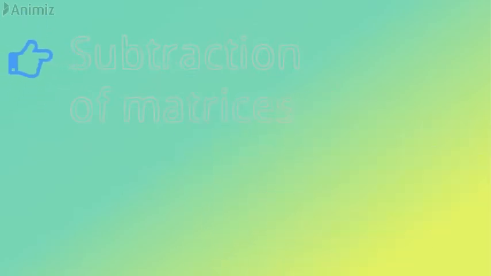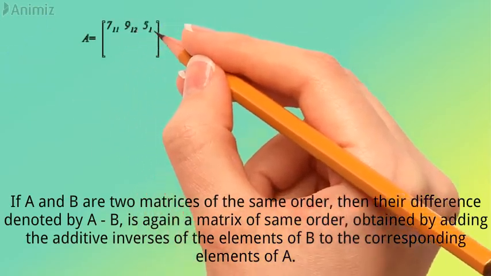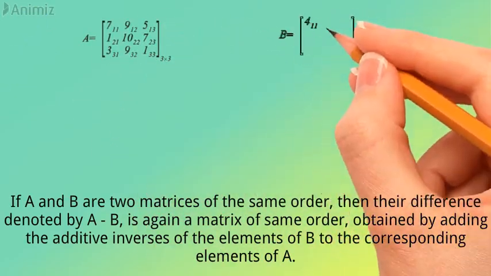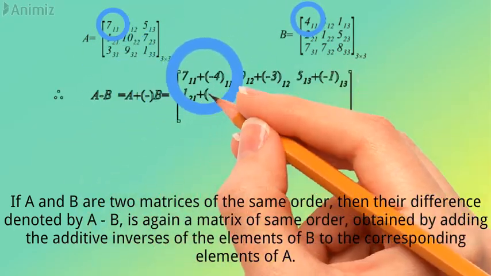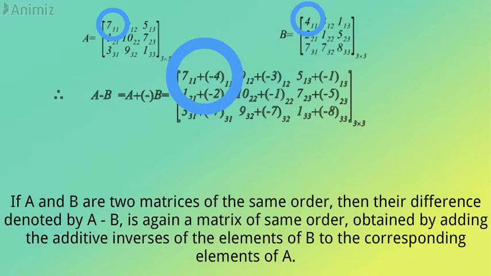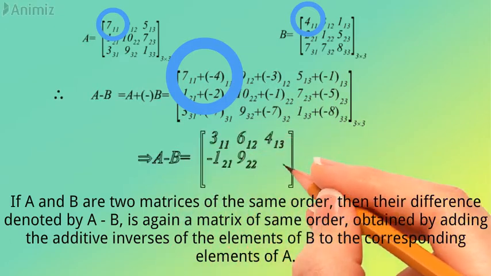Subtraction of matrices. If A and B are two matrices of the same order, then their difference, denoted by A - B, is again a matrix of same order, obtained by adding the additive inverses of the elements of B to the corresponding elements of A.